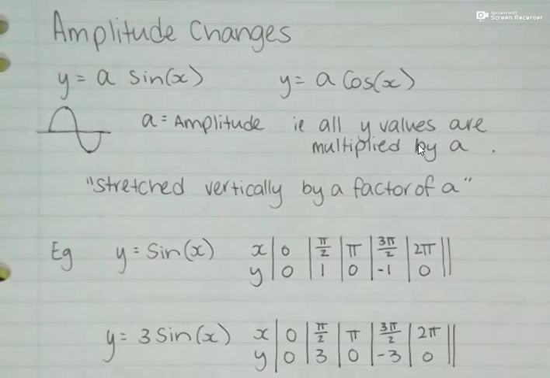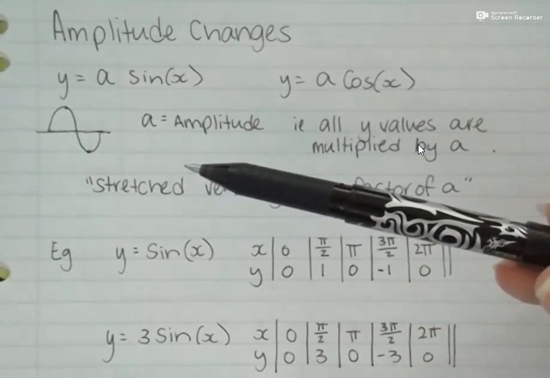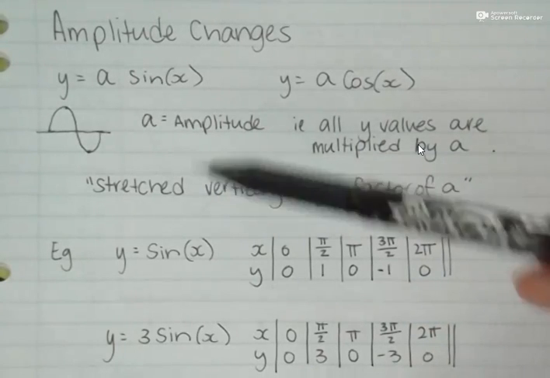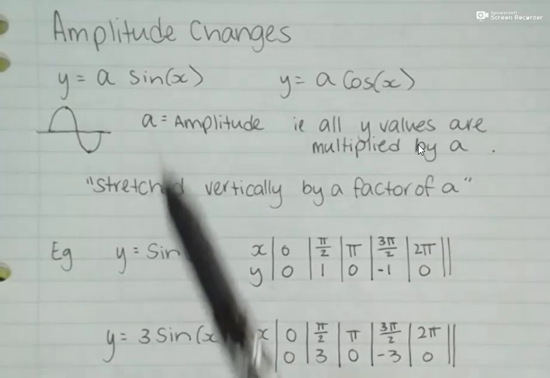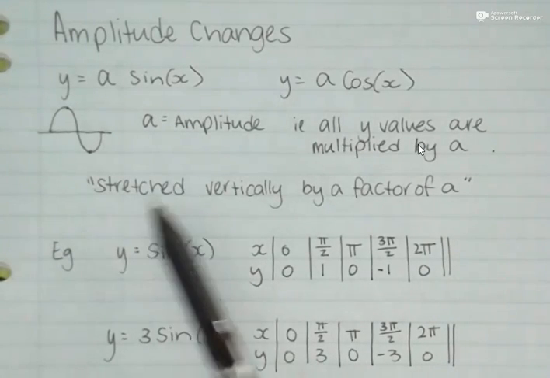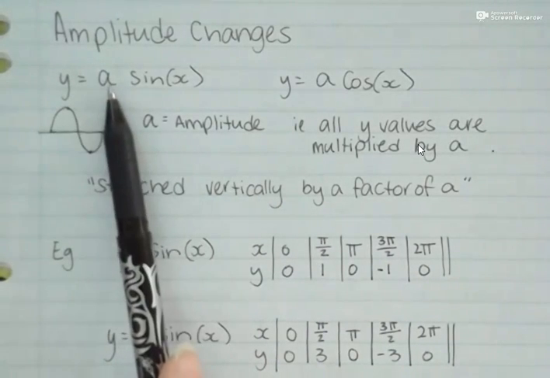Remember, if you get a negative a value, it doesn't change the size of the amplitude in the negative direction, because it's just a distance, it's not a direction. So if you had -2, your amplitude would still just be 2, but it just means it's been reflected in your horizontal axis. So if we do multiply it, it's going to stretch it vertically. Okay, so it stretches everything up the y-axis because we're multiplying all of our y values.